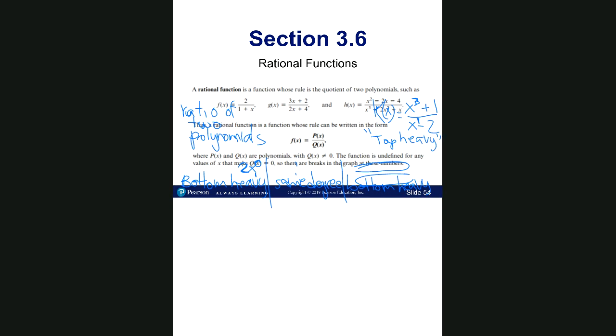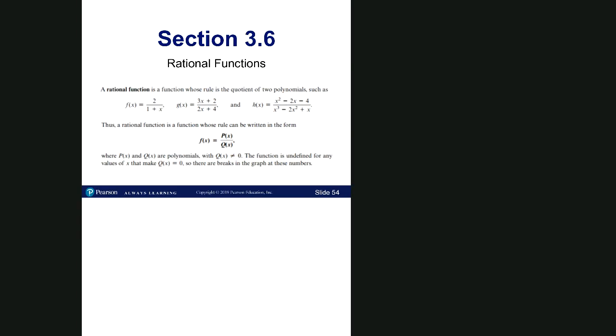Okay, so one of the conditions for this function to be a rational function is that the denominator is never equal to 0, because you already know that if that was to happen, then we will have an undefined function for that particular x value. So we're going to have to look for those x values that will cause the denominator to equal 0. And those x values are going to cause some breaks in the graph, and we will see those in the form of vertical asymptotes.